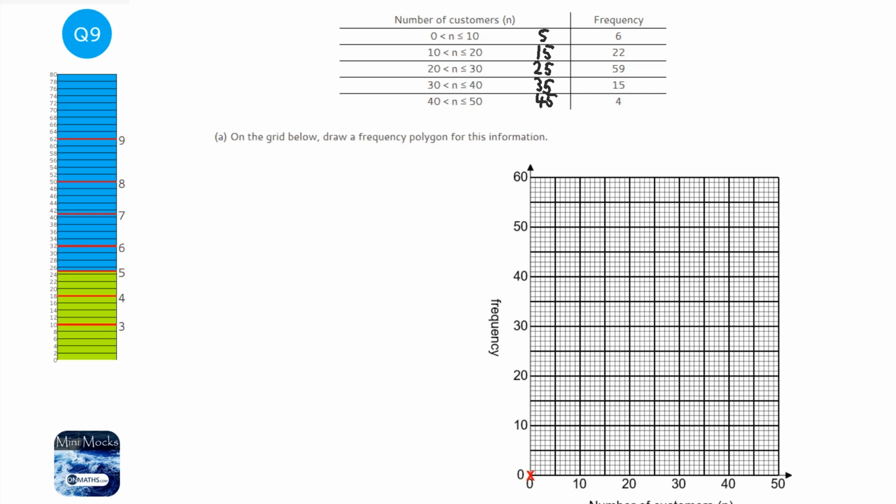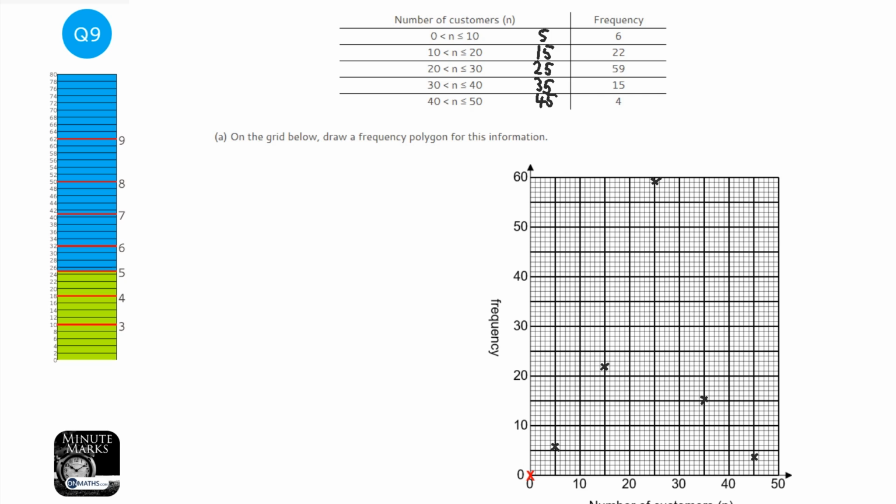So the first one's going to be at 5, and it's going to be 6 high. It's going to be like that. Next one's 15, 22. So 22 would be about there. 25, 59. So 59 would be right up here. 25. 35, 15. A little bit lower than that, but that's fine. 45, 4.